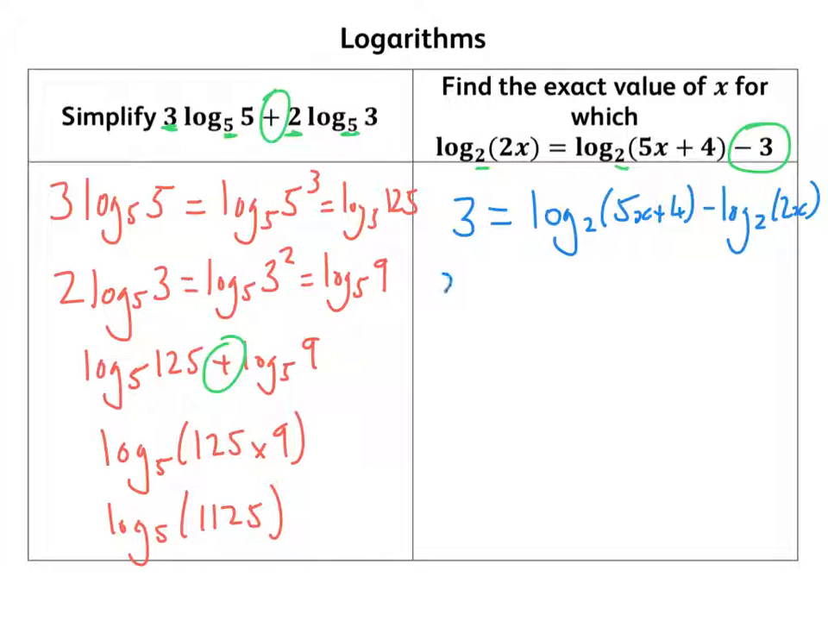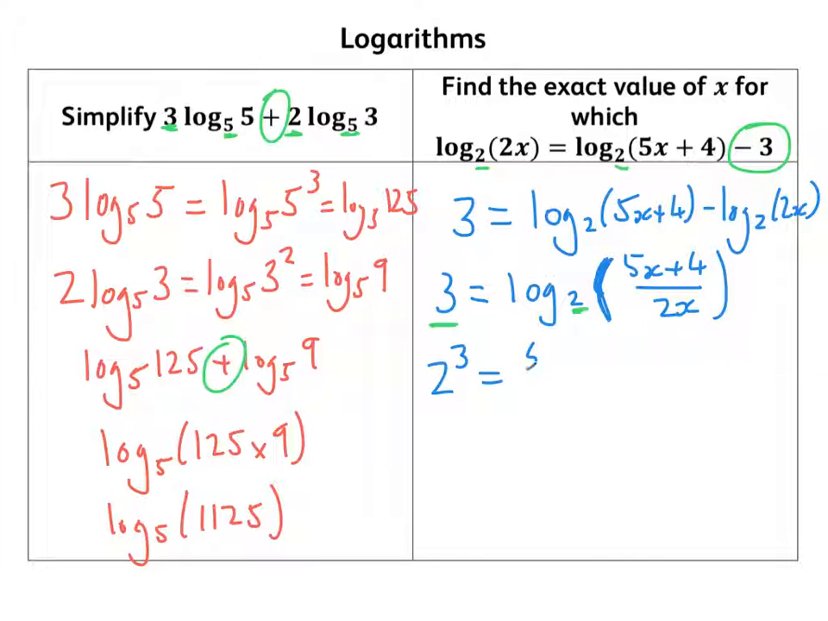Now I'm going to simplify that, because they're both log to the base 2. I've got, oops, I need a bigger bracket than that, 5x plus 4 over 2x. There you go. And then I'm going to remove the logarithms. If I remove the logarithms, this 3 here becomes 2 to the power of 3. That's another one of those logarithm rules.